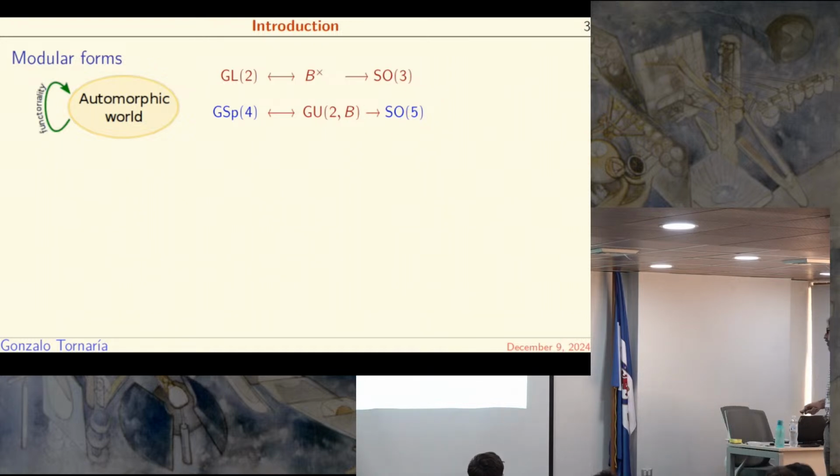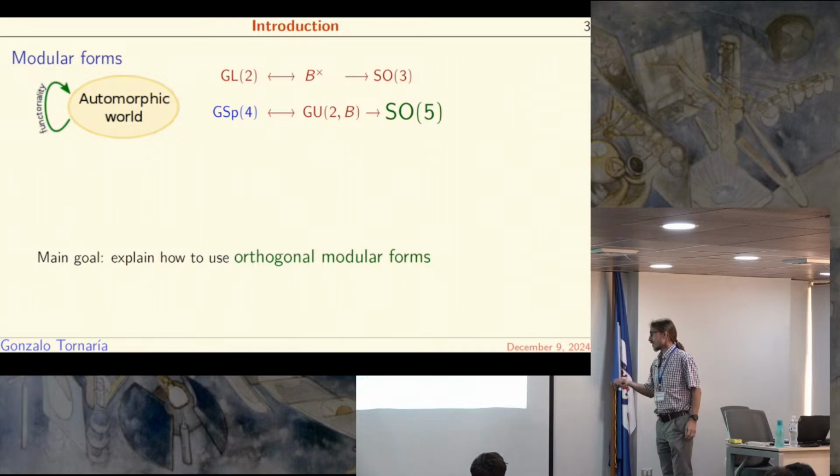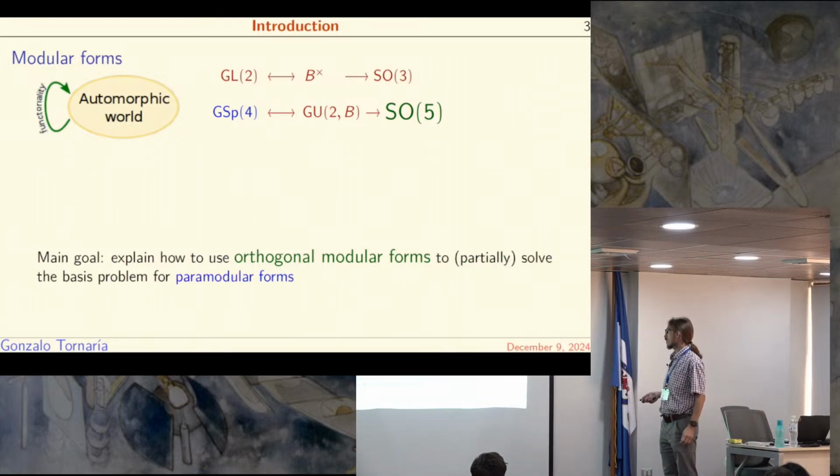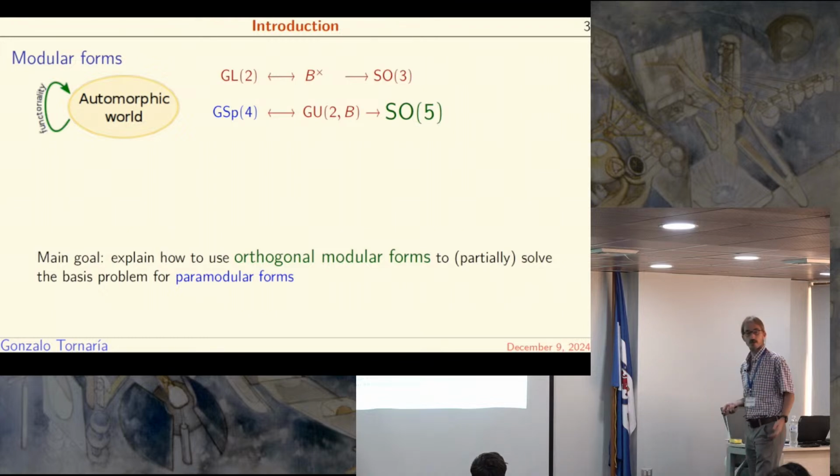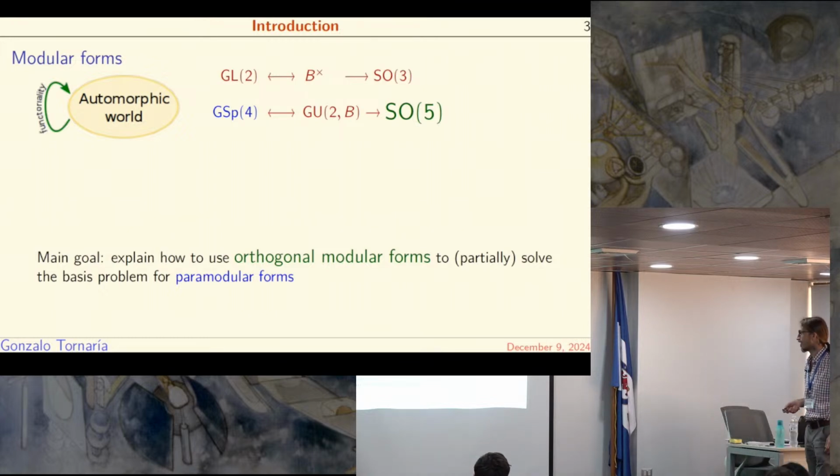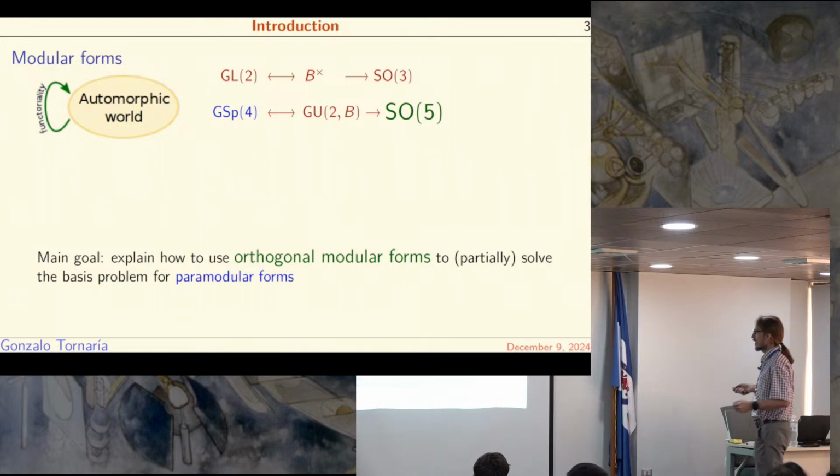That's the goal. And we want to give a theorem that relates the two so we know what we are computing. So this is the main goal: explain how to use orthogonal modular forms to partially solve the basis problem for paramodular forms. The basis problem is a name I like a lot from Eichler. It means to compute all the forms.